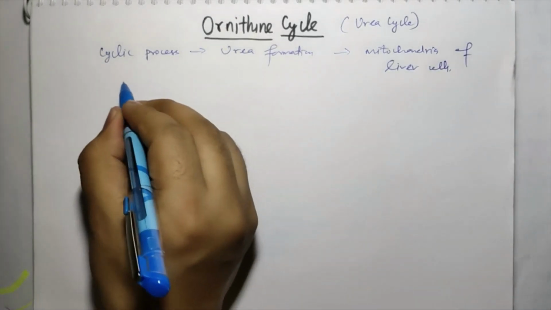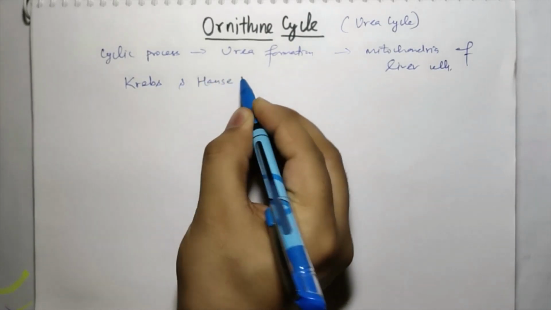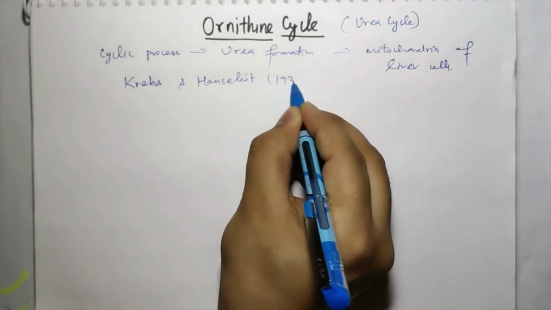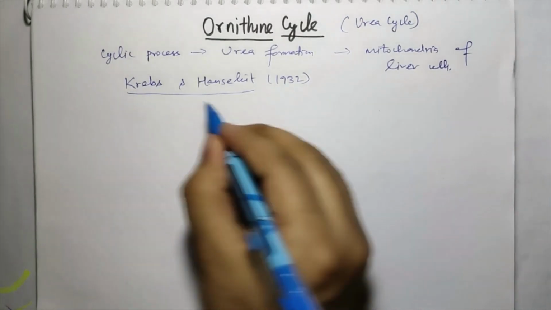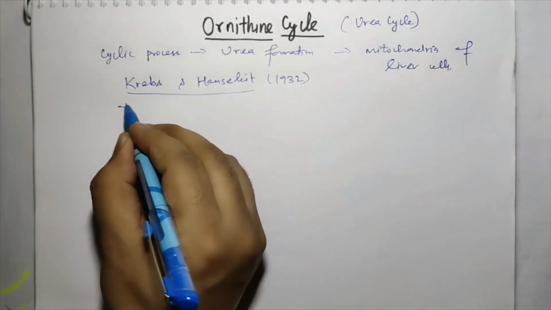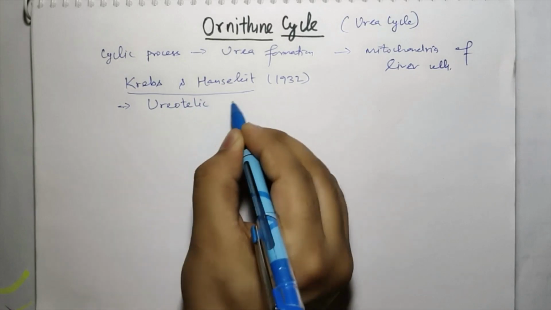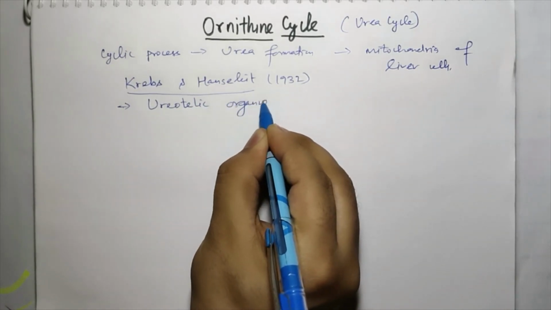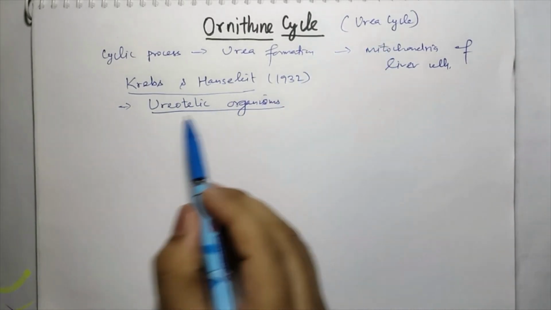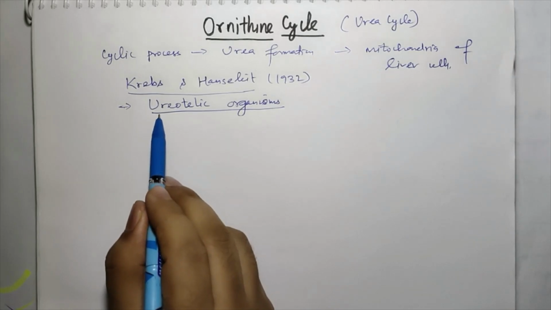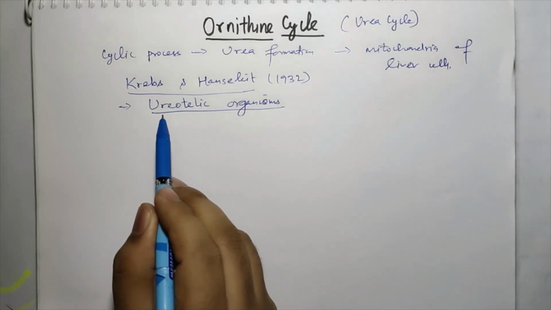It was first studied by Krebs and Henseleit, and the organisms where the ornithine cycle or urea cycle is observed are called ureotelic organisms. It means the ornithine cycle or urea cycle is observed in all animals having urea as their nitrogen-based excretory product.